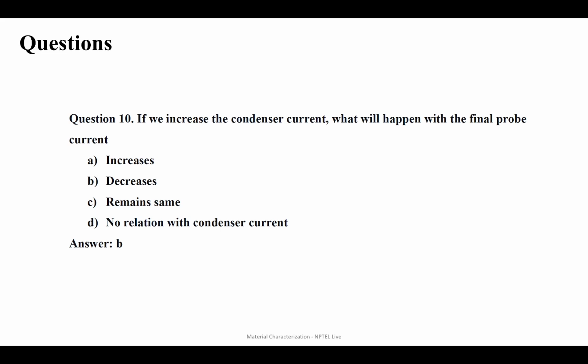So your probe current and your spot size both are connected. So lesser the probe current, lesser will be your spot size. Higher the probe current, higher will be your spot size. So if you increase the condenser current, you are increasing its magnetic field. That is, you are making it stronger.